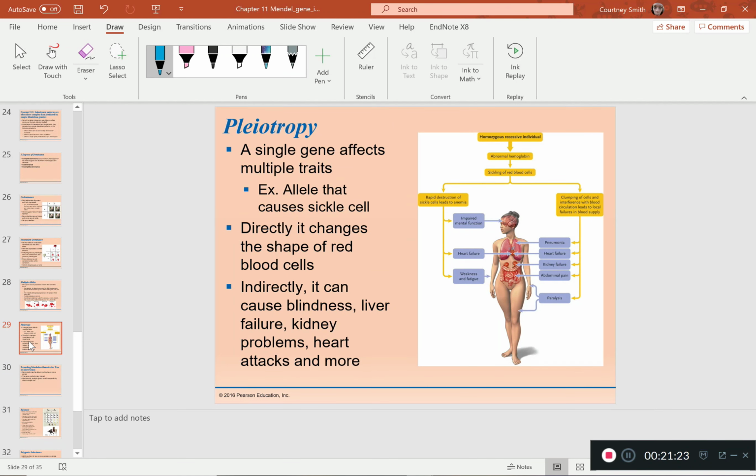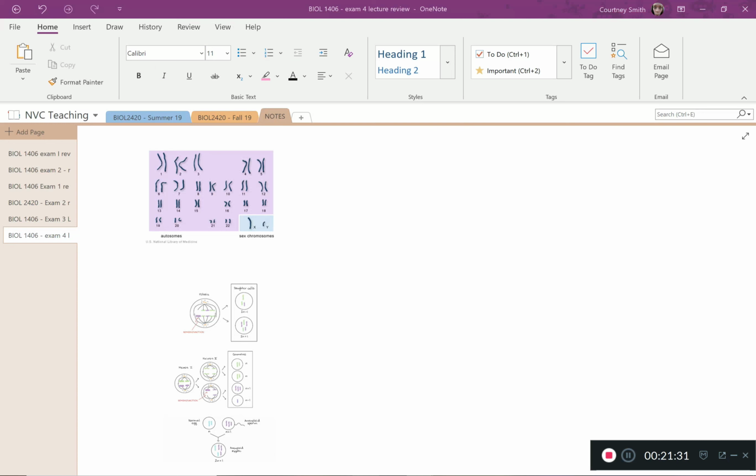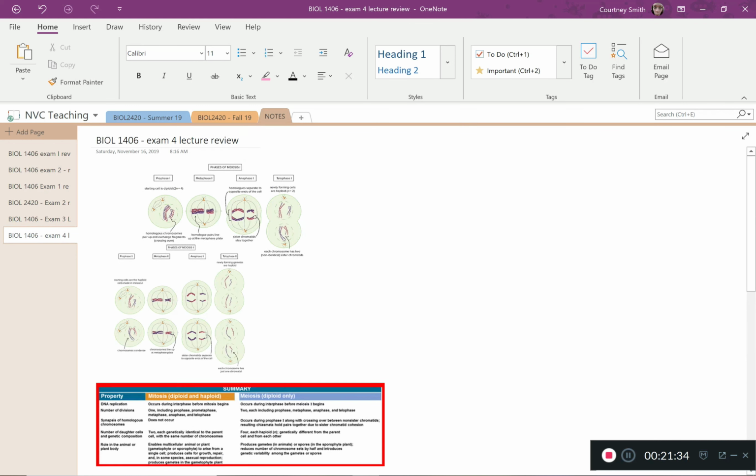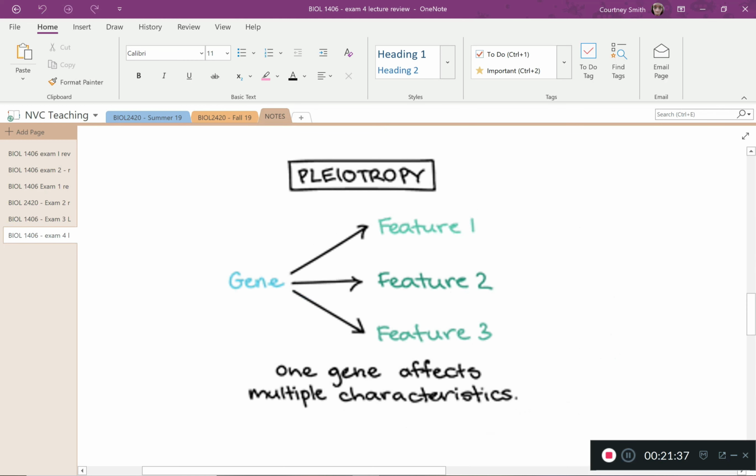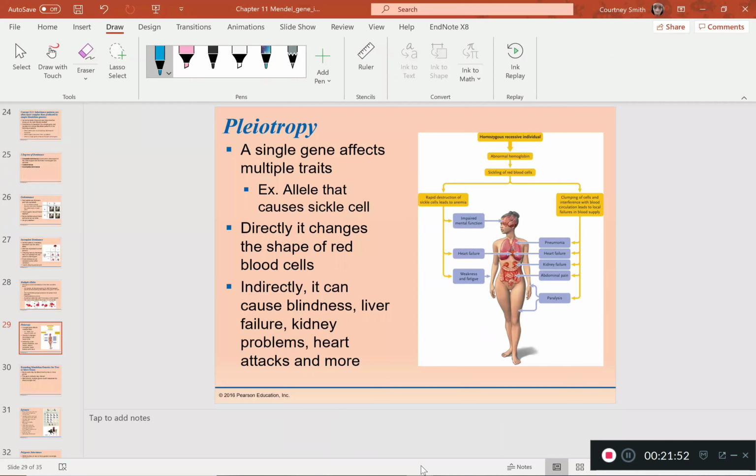So pleiotropy means that one single gene affects multiple traits. Let me pull up a picture that demonstrates this a little bit better. So we have one gene and it can affect multiple things. This one gene can code for feature 1, 2, and 3. Okay? So I hope that gives a good visual representation.